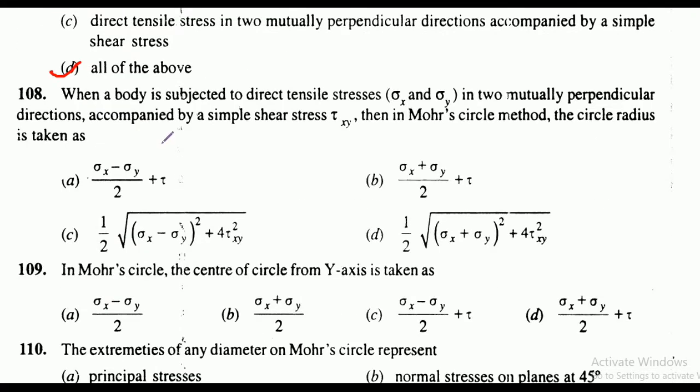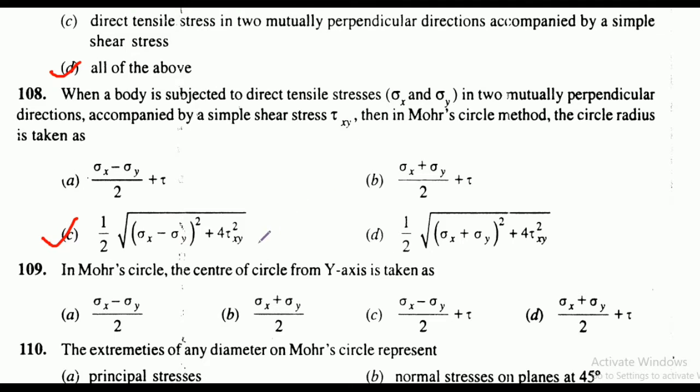Next is when a body is subjected to a direct tensile stress sigma x and sigma y in two mutually perpendicular directions accompanied by a simple shear stress tau xy, then in Mohr circle method the circle radius is taken as. Here friends, these are the options and your correct answer is option C, that is 1 upon 2 into under root of (sigma x minus sigma y) whole square plus 4 tau xy square.